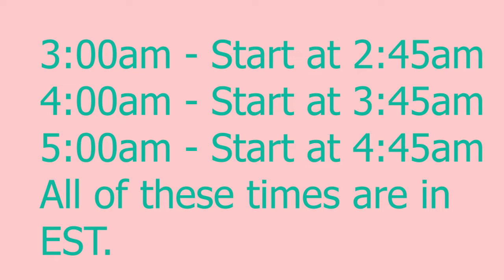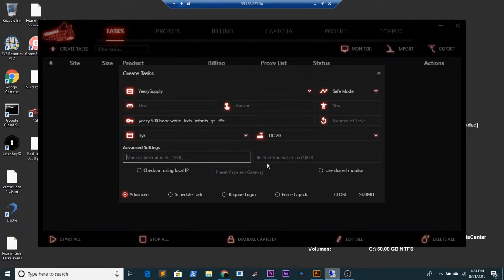Or 2:45 a.m. Then for 4 a.m., start at 3:45 a.m. Then for 5 a.m., start at 4:45, so on and so forth. That doesn't mean that they're going to drop exactly at the top of the hour. They could drop at a random time like 10:13 a.m. You just don't know with Yeezy Supply. You do not know at all.